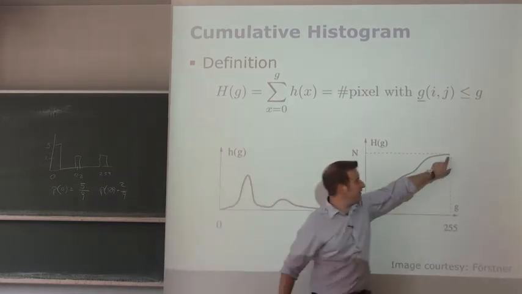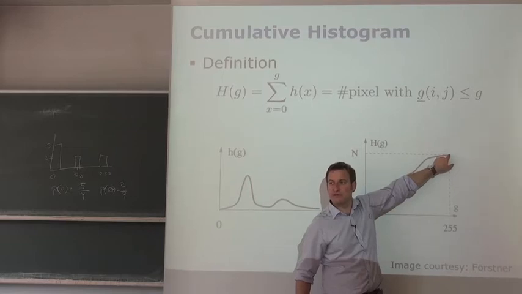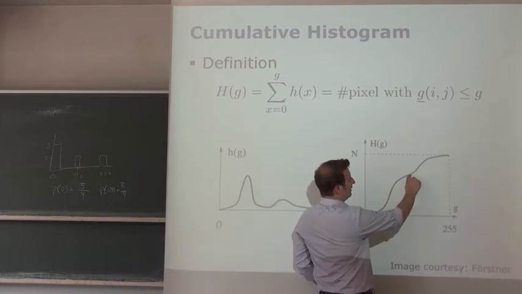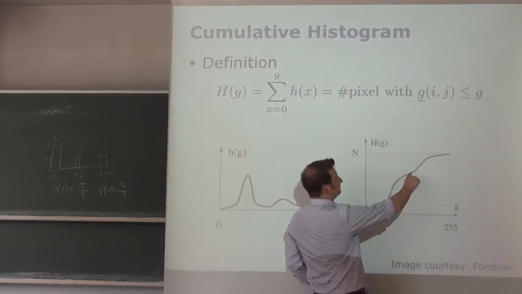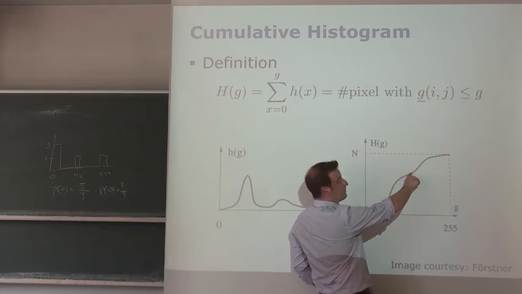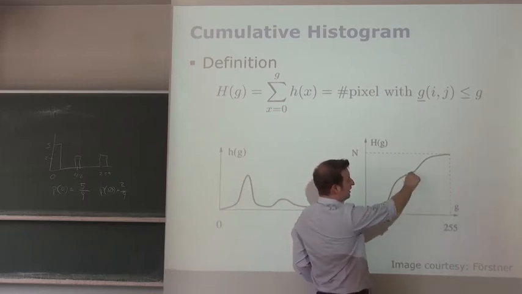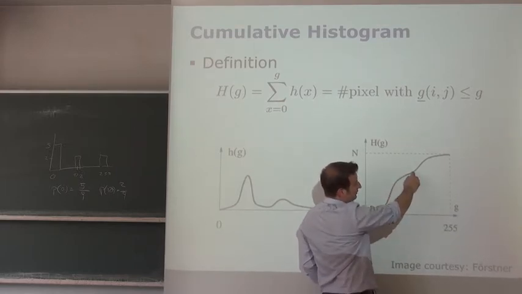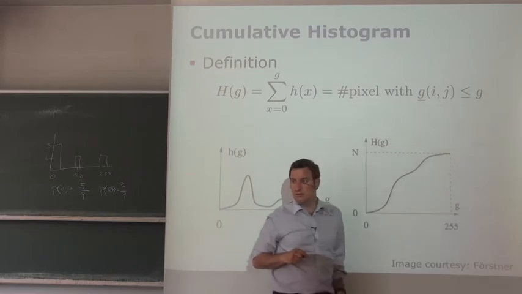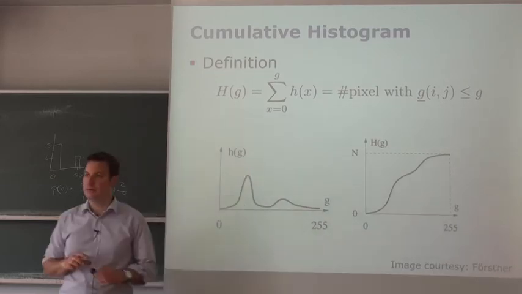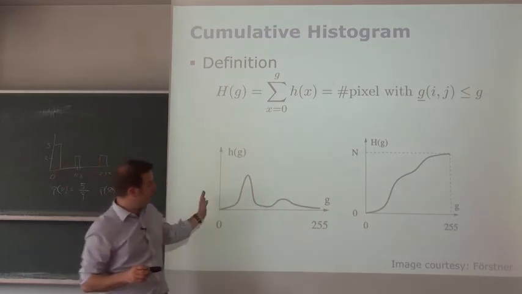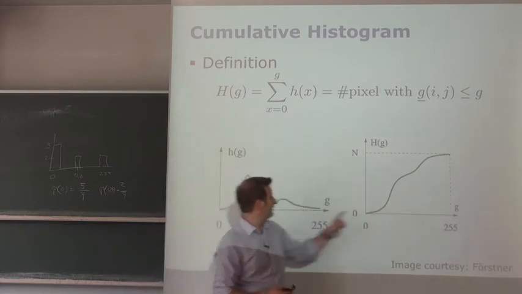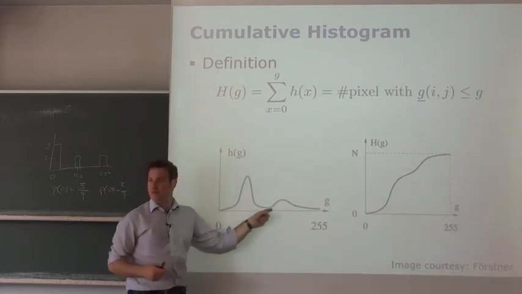So I end up here with n, the number of pixels. For every point in this histogram, if I take this value over here and read this value, which is, let's say, n times 2/3, then I know that there are n times 2/3 pixels which have a smaller intensity value than this one over here. So it's kind of the sum over the individual values over here. Every element here is given by the sum of all the corresponding values here.